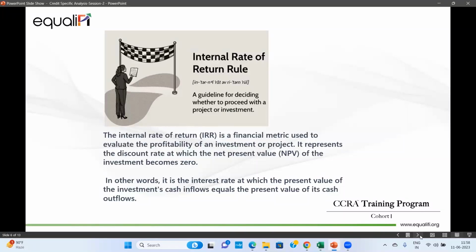Now, what is the difference between IRR and NPV? The internal rate of return is a financial metric used to evaluate the profitability of an investment or a project. If IRR is positive, the investment makes sense. If IRR is 0 or negative, then the investment doesn't make any sense. It is the discount rate at which the NPV of the investment becomes 0. In other words, it is the interest rate at which the present value of the investment's cash inflow equals the present value of the cash outflow. That is the concept of IRR.